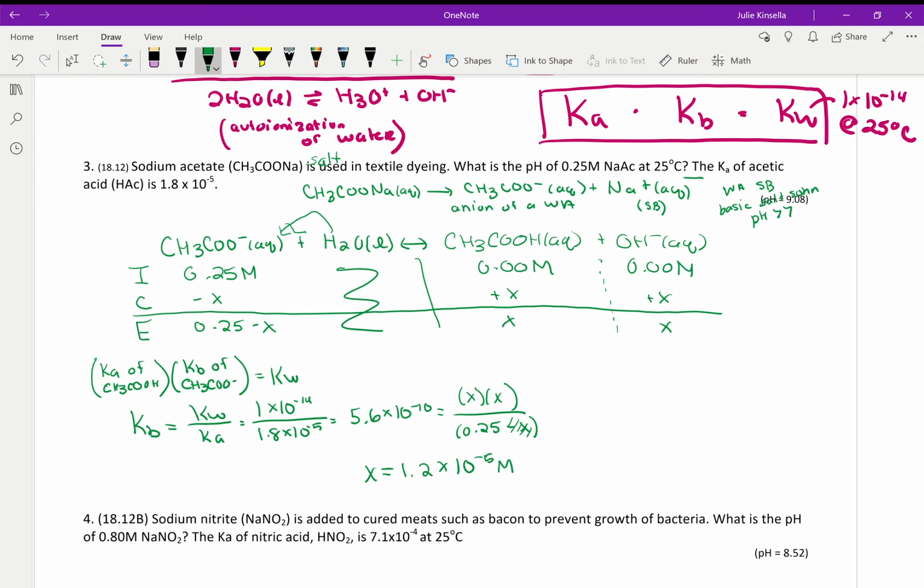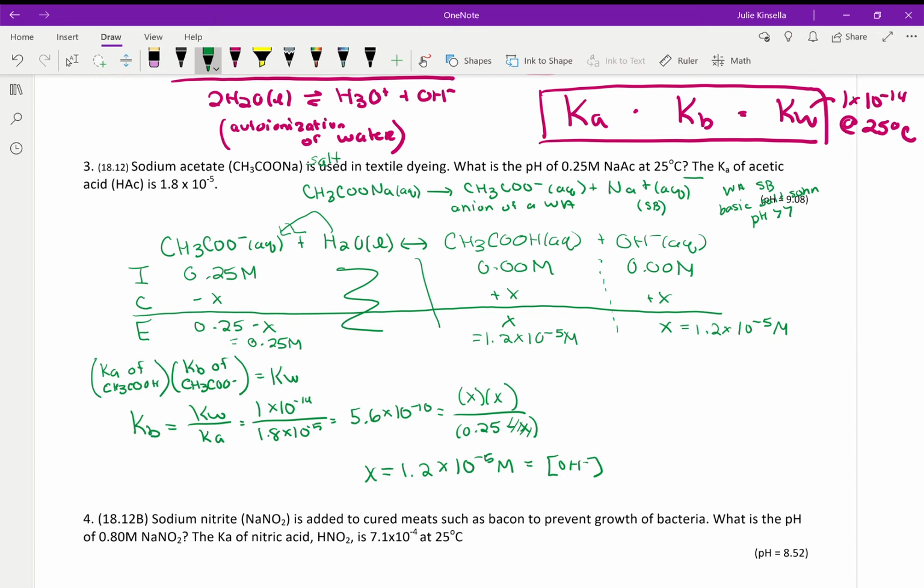And then this is where you guys have to be super careful, because remember that x value is not the hydronium, so you can't just plug it in to get your pH directly. You have to do a little bit of work, because that concentration is actually equal to the concentration of your hydroxide in solution.